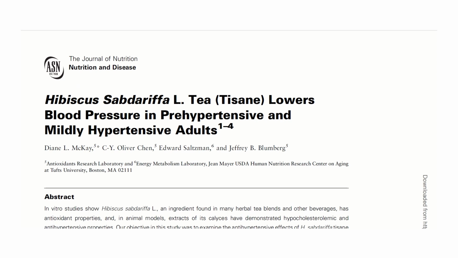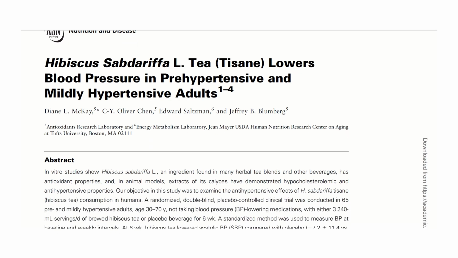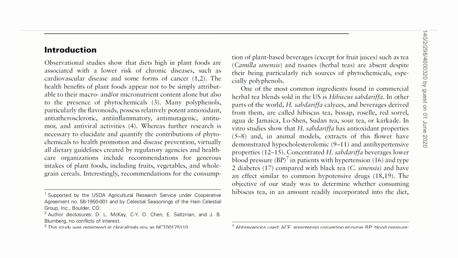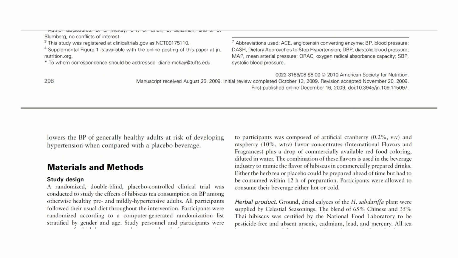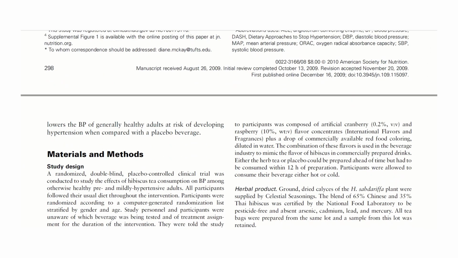So in this article, if you look at the title, it's about high viscosity, it's about blood pressure, and it's about patients that are prehypertensive or mildly hypertensive, which means they have borderline high blood pressure. So let's look to see what could be the question and the hypothesis. So in the intro, and if you notice, normally it's right before the materials and methods.